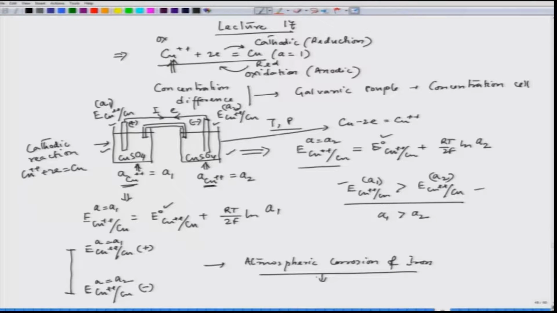this sometimes happens due to differential aerated cell formation, due to difference in oxygen partial pressure. So, let us look at this part a little more carefully. Before that, let us see in the atmosphere what is that cathodic reaction that happens involving oxygen and moisture.